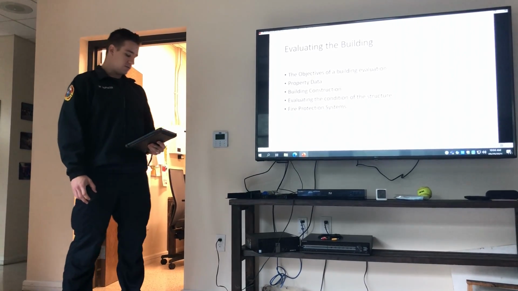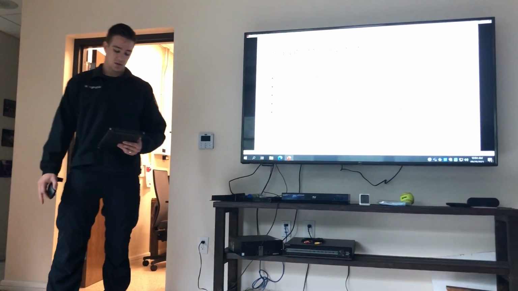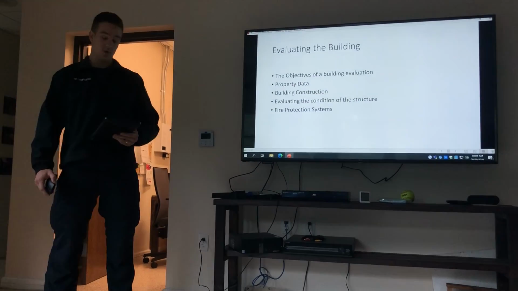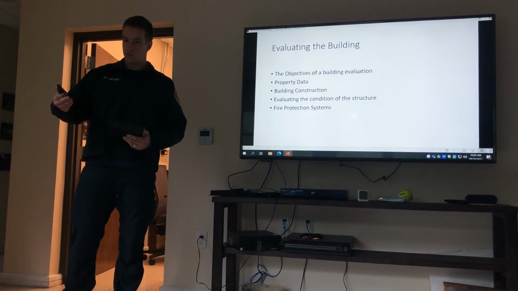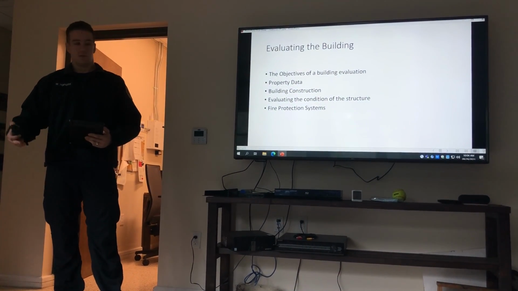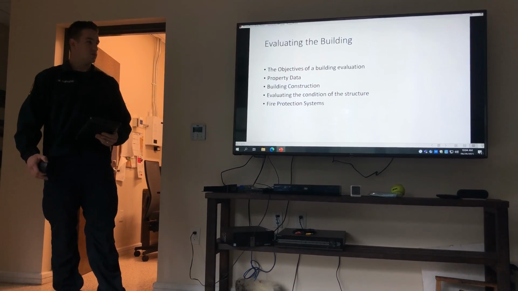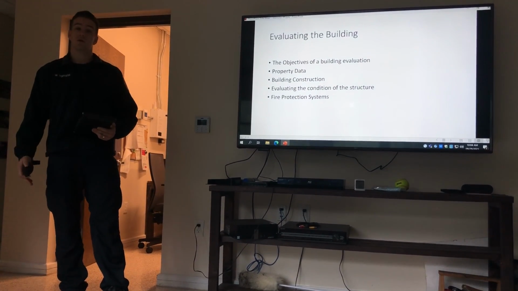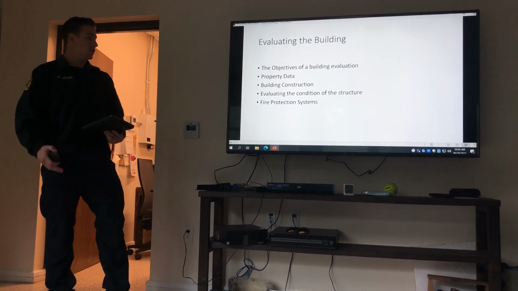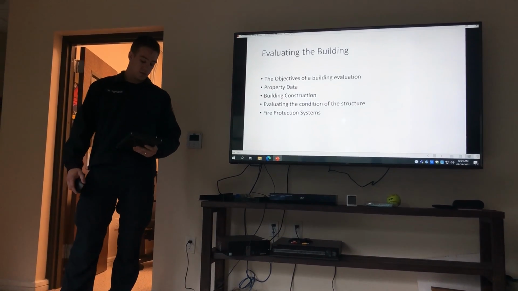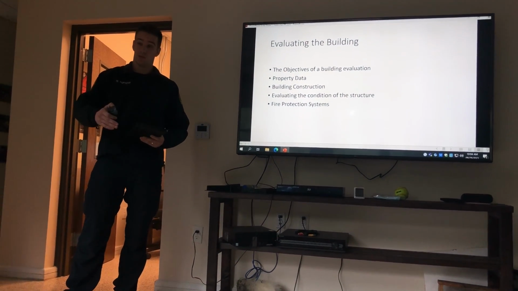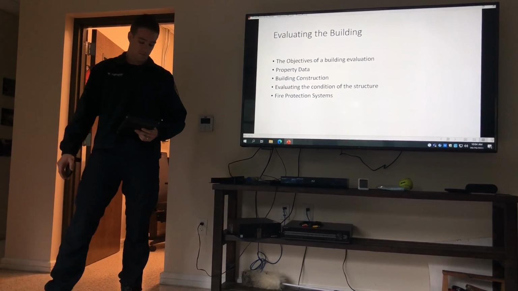Does the building have active utilities? The importance of collecting information regarding utilities is to determine if there's potential for ignition sources, things that could start these fires. Also, just knowing where they are for first responders on scene so that they can go and control those utilities should be added to the pre-plan when you're evaluating these buildings.